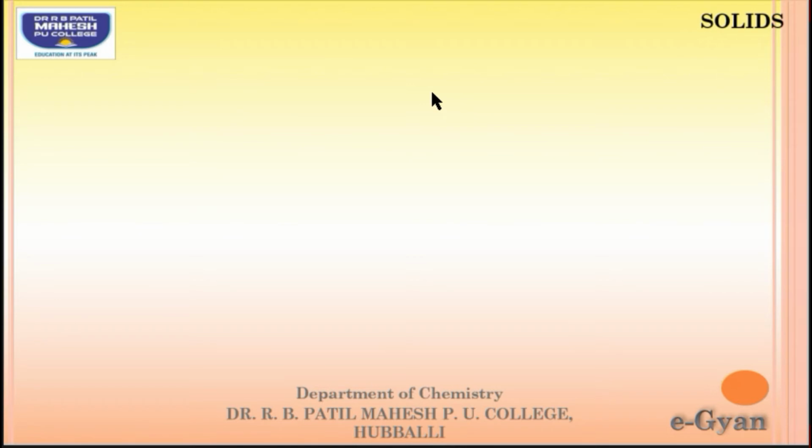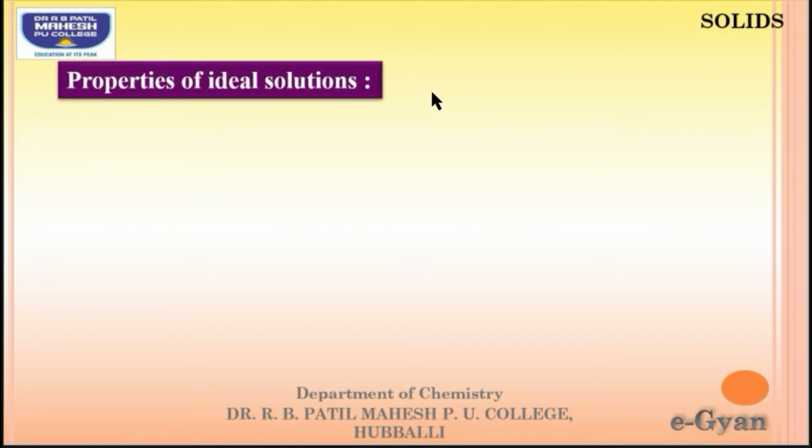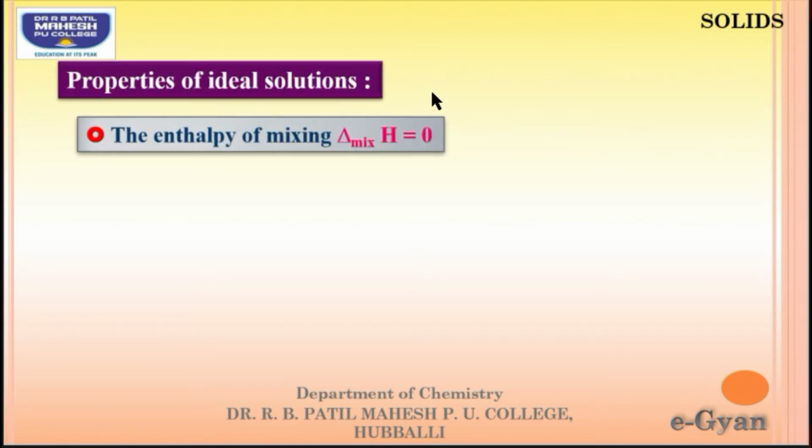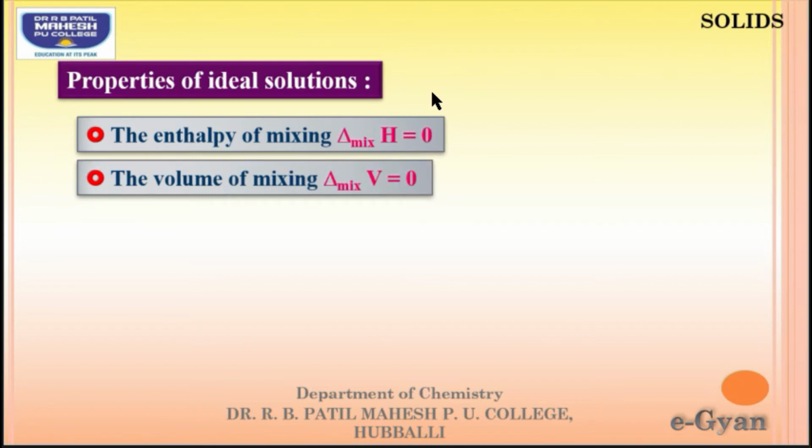The properties of these ideal solutions are that the enthalpy of mixing is equal to 0. That means when I mix both the solvents, it should be neither endothermic nor exothermic. The volume of mixing also should be 0, because if they have intermolecular force of attraction or repulsion, the volume may expand or it may decrease. It should not happen for a solution which is going to be called an ideal solution.